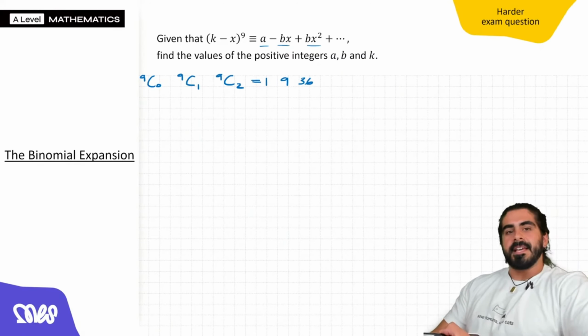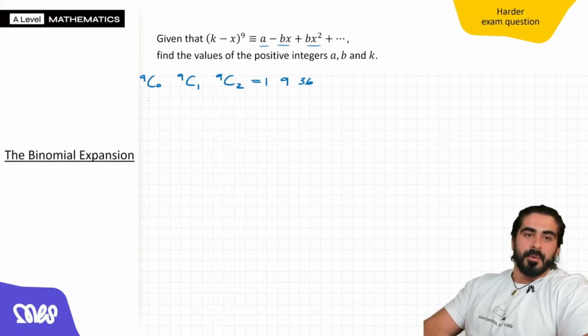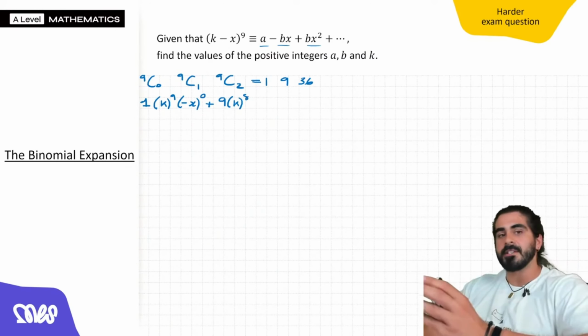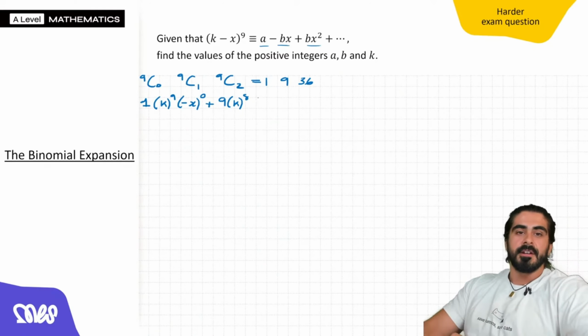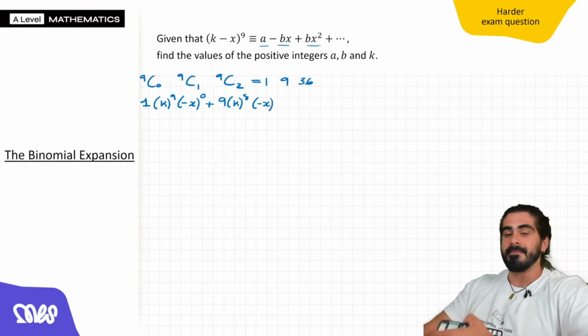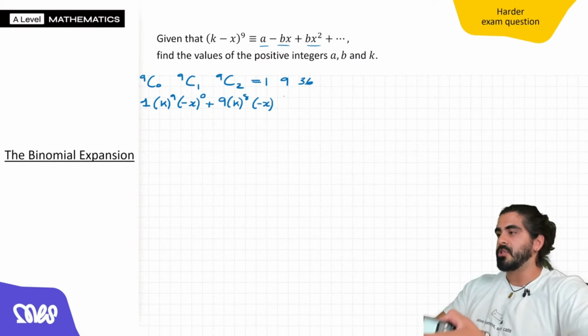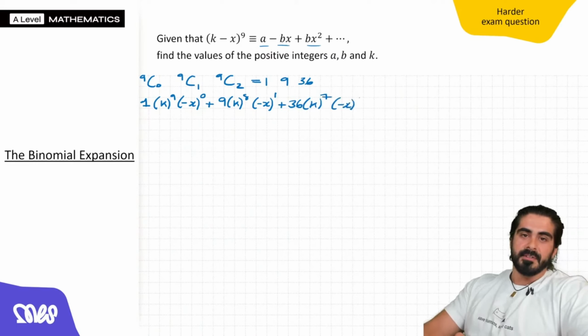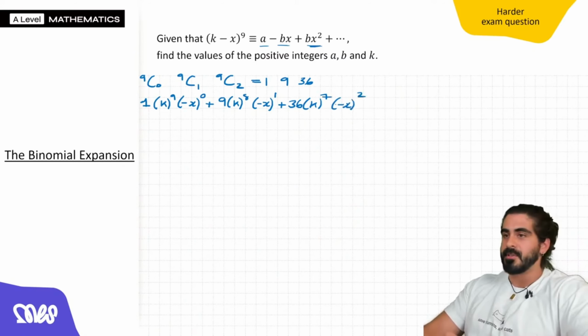Okay, now we're expanding k minus x to the power of 9. So, we are going to have 1. K to the power of 9 minus x to the power of 0. Then we're going to have 9 k to the power of 8. So now I'm going down in power with the k's and I'm going to go up in powers with the minus x. So you can see I'm including the minus here. Yeah, it's k minus x. The sign is attached to the x. Yeah. So minus x to the power of 0, minus x to the power of 1. Then 36, going down in power, k to the power of 7 minus x squared. Can you see they have a squared term here? We're only going up to the squared term here. Yeah.